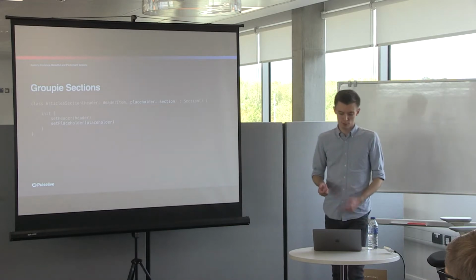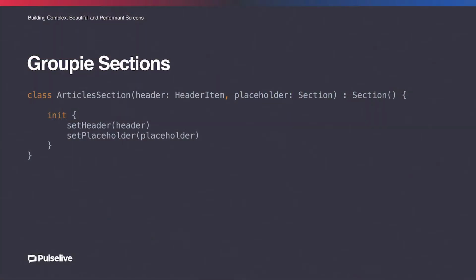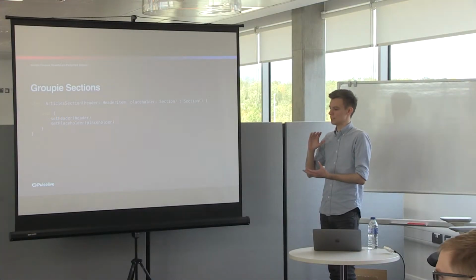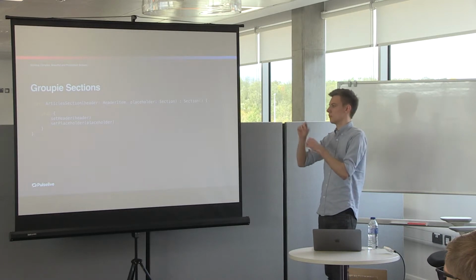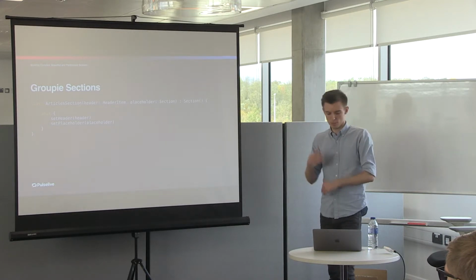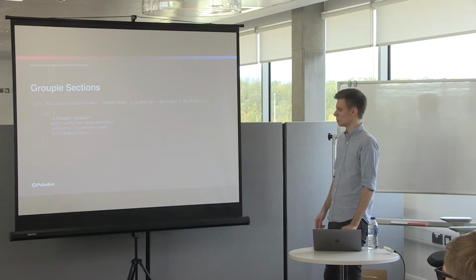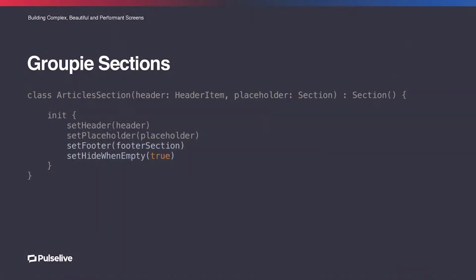Groupie is clever enough to know that the header is not part of the items, so it will know that I can show placeholders and have a header. It won't think, oh, I've got a header, so that's one item, so I'm not sure about placeholders. Also have two other helpful ones. These are the main methods you're using in Groupie.